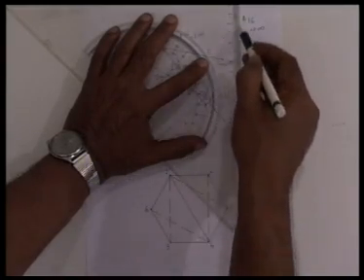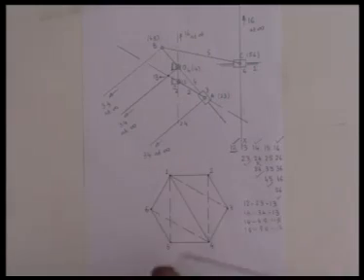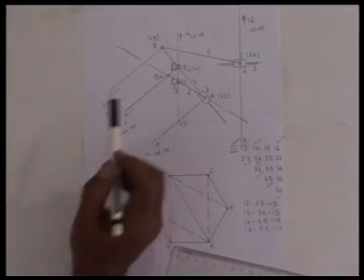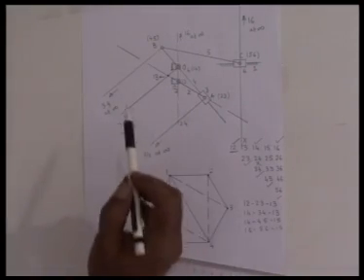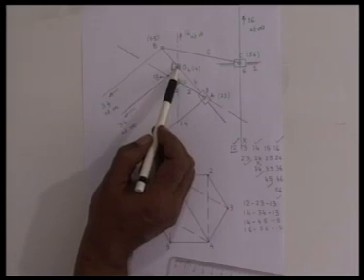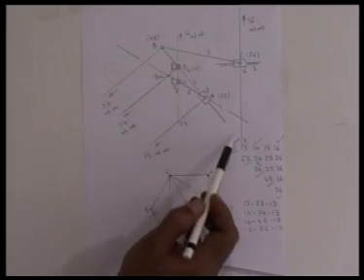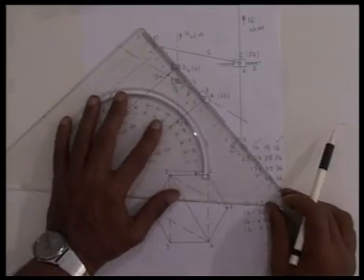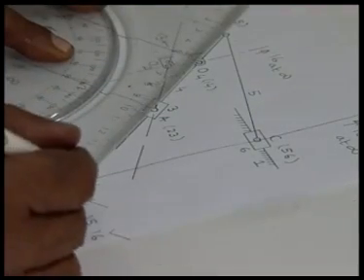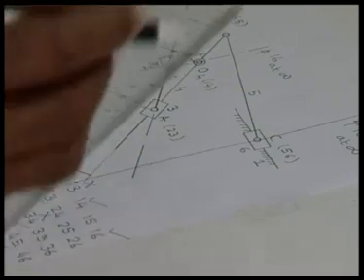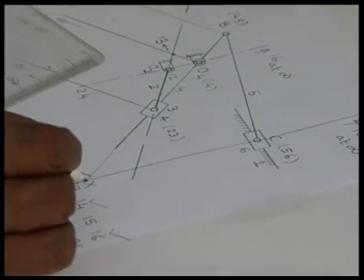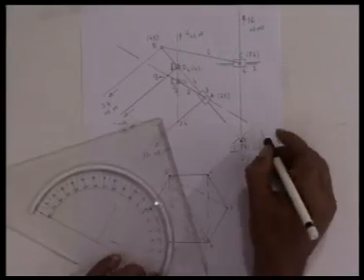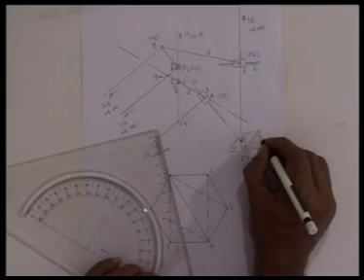1, 5 must lie on this vertical line. And also, 1, 4 is here, 4, 5 is here. So, 1, 5 must lie on the line joining O4B. So, if I extend this line, at this intersection of these 2 lines, I can get 1, 5.